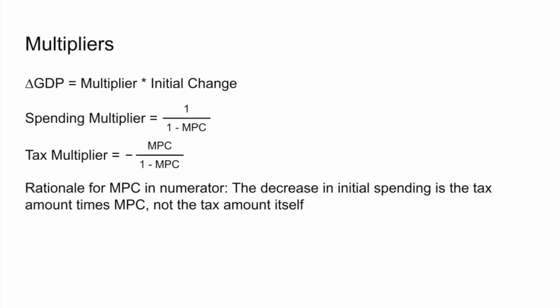So this measures, if the tax were to increase by a certain amount, by what amount would the GDP change? And it's negative because if you increase taxes, then people would have less disposable income, therefore GDP would decrease. And the reason why there's MPC in the numerator instead of 1 is because the decrease in initial spending is the tax amount times MPC rather than the tax amount itself.